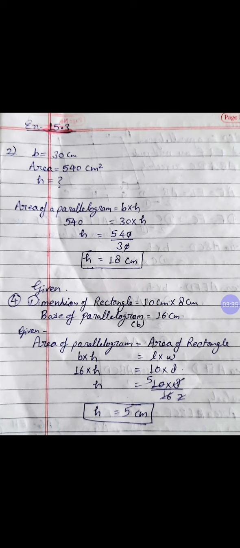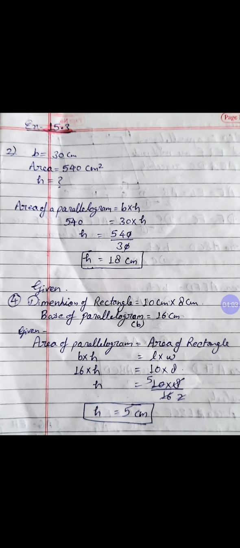What do we have to find out? We have to find the height corresponding to the given side. B is given as 30 centimeter, area is given as 540 centimeter square, and we have to find H. The formula is area of parallelogram equals B into H. So 540 equals 30 into H. H will be 540 upon 30. We divide and get H equal to 18 centimeter.